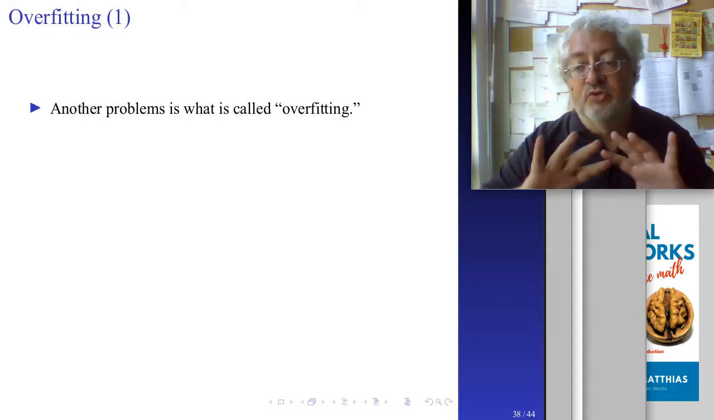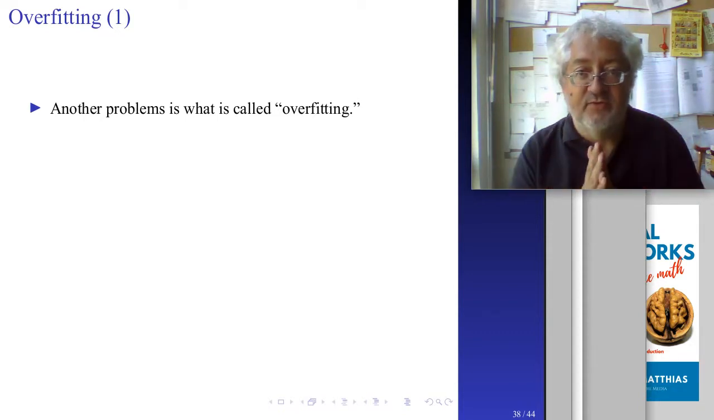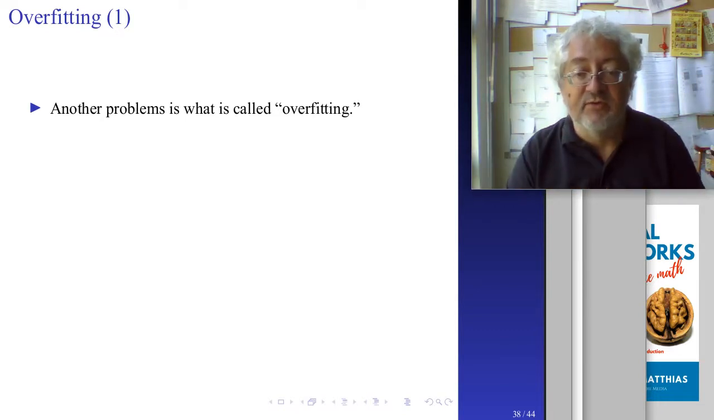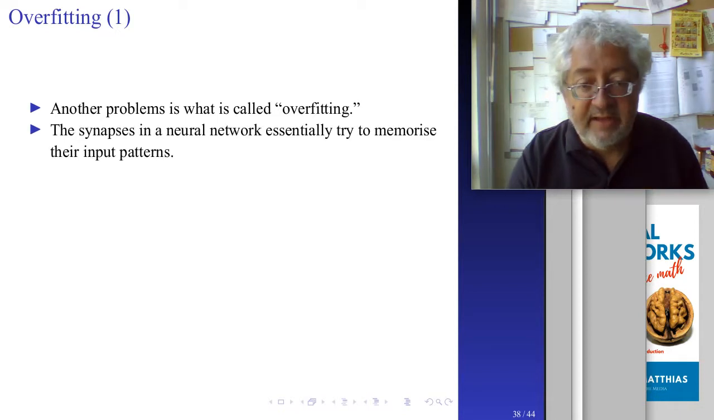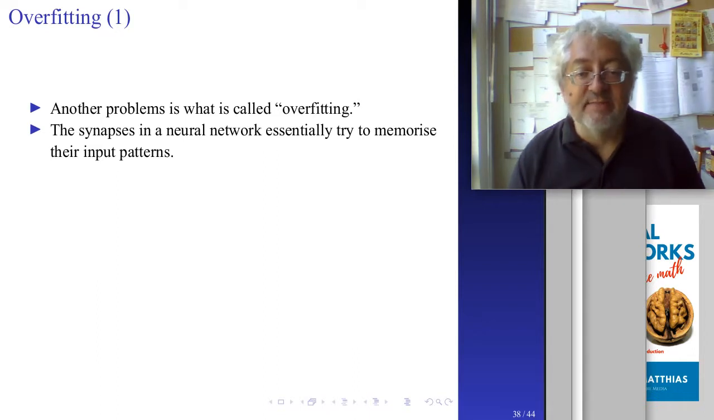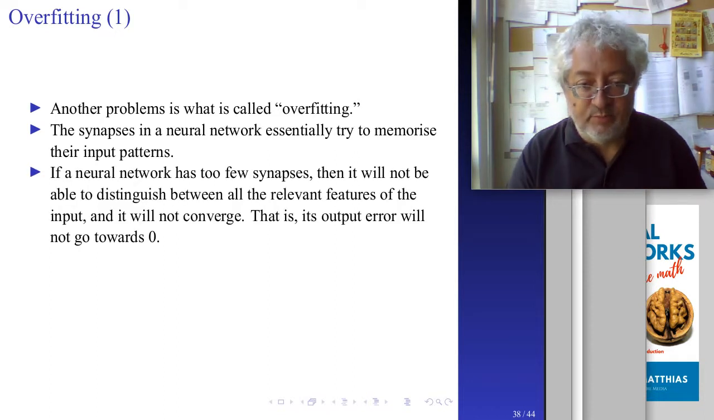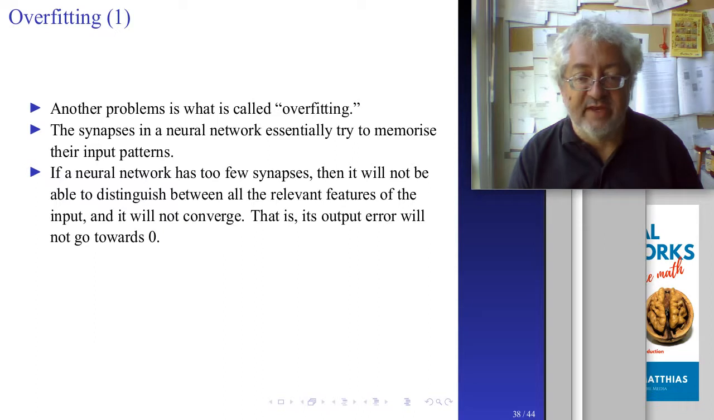So now another problem which I would have, if I had many neurons, let's say I have a very fast computer which doesn't have a problem with calculating millions of neurons, is called overfitting. And overfitting is interesting because the synapses in the neural network essentially try to memorize their input patterns. Well, this is what they do. But they cannot memorize all the input. Because if the neural network has too few synapses, then it will not be able to distinguish between all the relevant features of the input. It will not converge. The input error will not go towards zero.